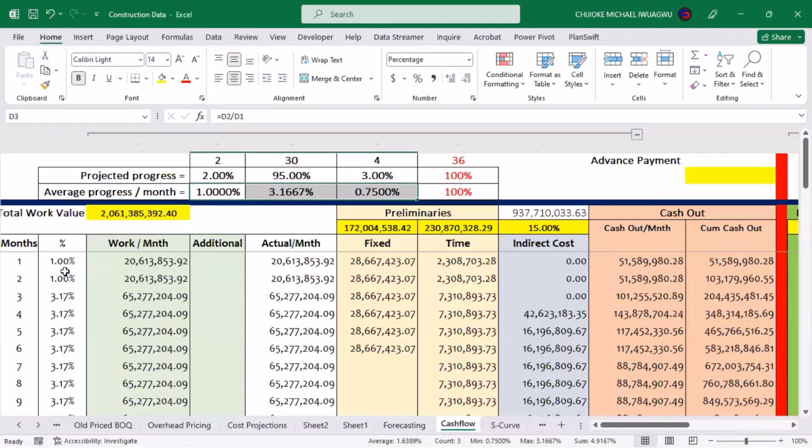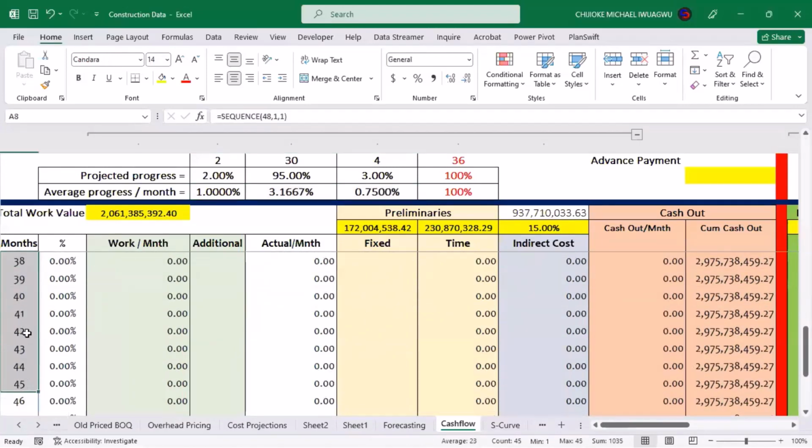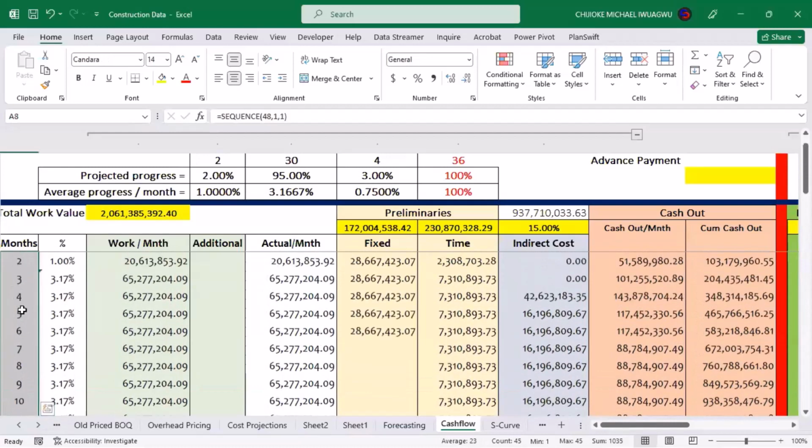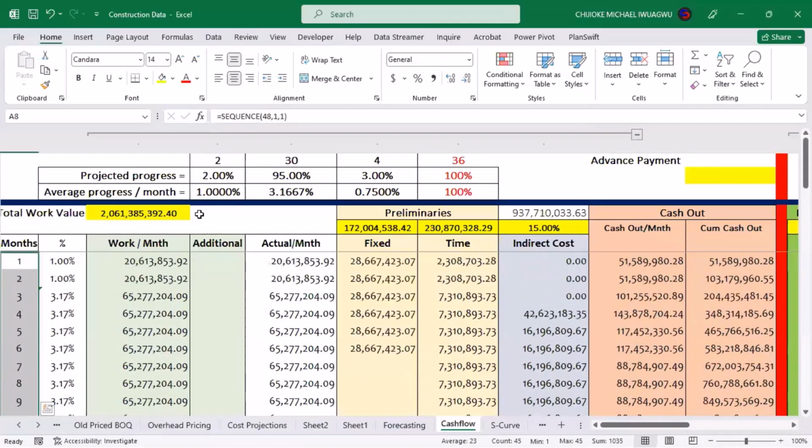Okay. Now, the next is for me now to signpost them against the contract duration. Our contract duration, like we have calculated and analyzed, is 36 months. I will now start signposting these progress rates against each of those months. So for the first month, I'll put 1%. For the second month, 1%.